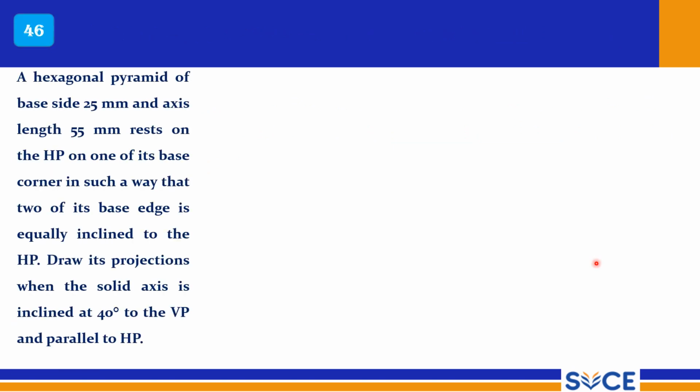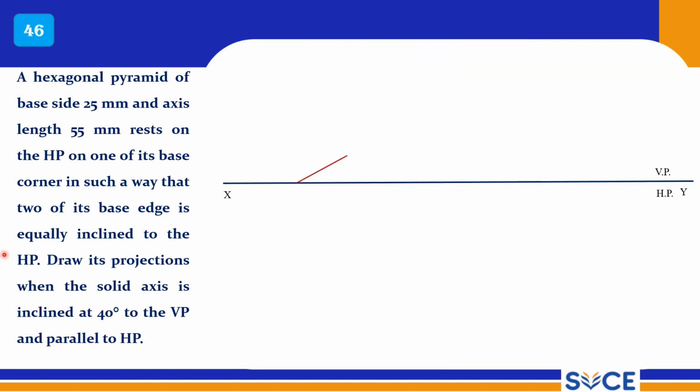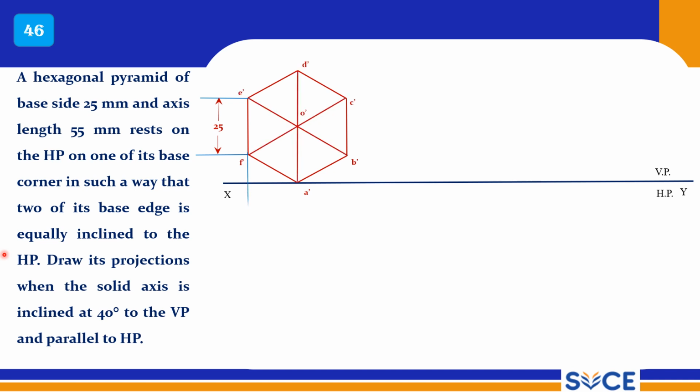A hexagonal pyramid of base height 25 mm and axis length 55 mm rests on HP on one of its base corners in such a way that two of its base edges are equally inclined to HP. Draw its projections when the solid axis is inclined at 40 degrees to VP and parallel to HP. It is a very similar problem to what we have seen in earlier cases. It is a hexagonal pyramid. Now it should be connected with the O with thick lines.